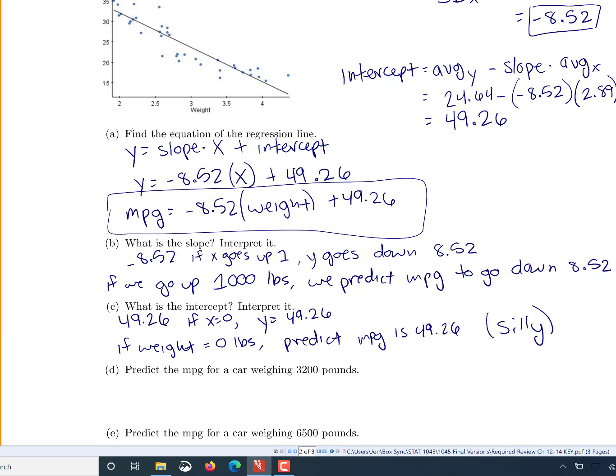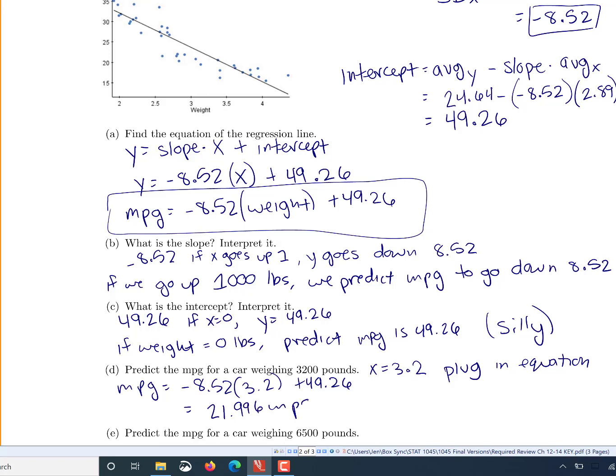Predict the miles per gallon for a car weighing 3,200 pounds. Well, if you have 3,200 pounds and our units are thousands of pounds, x is going to be equal to 3.2. All we have to do is plug that into our equation. I like predicting much better with the actual line than with the regression method. So all I have to do is plug it in. So miles per gallon is going to be negative 8.52 times my weight of 3.2 plus 49.26, which gives me 21.996 miles per gallon.